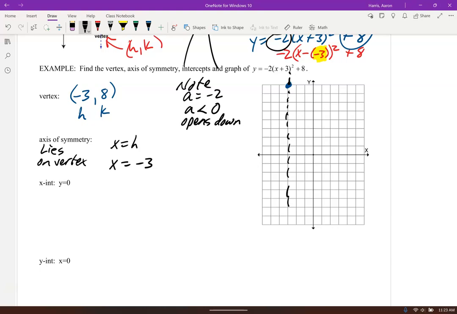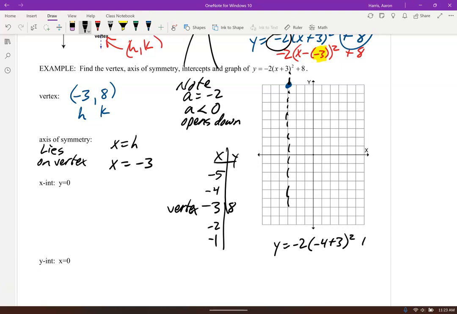And then from there, you can plot some points. Once I know my vertex, which is negative 3, 8, it's always nice to plug in a couple to the left and to the right of negative 3. To the right would be negative 2 and negative 1. Let's go to the left and plug in negative 4 for x. Negative 1 squared is positive 1. Negative 2 times a positive 1 is negative 2. Negative 2 plus 8 is 6. So you get negative 4, 6.